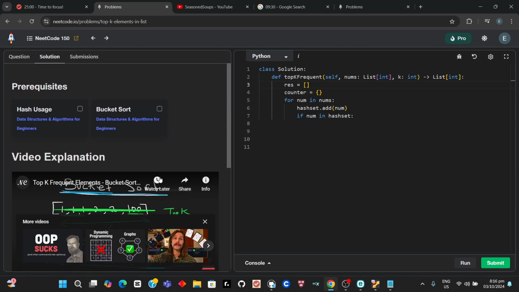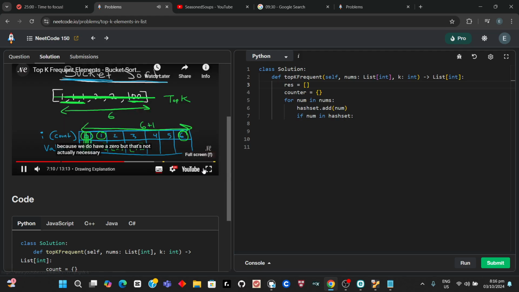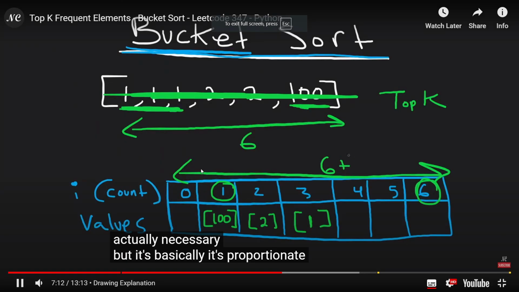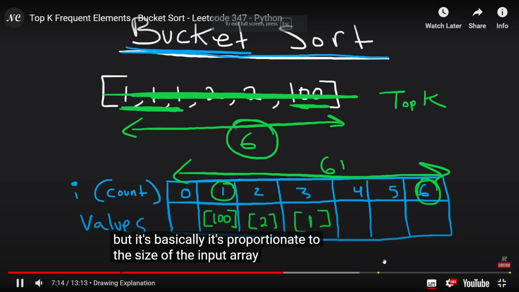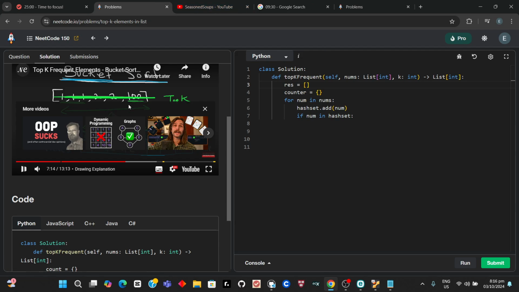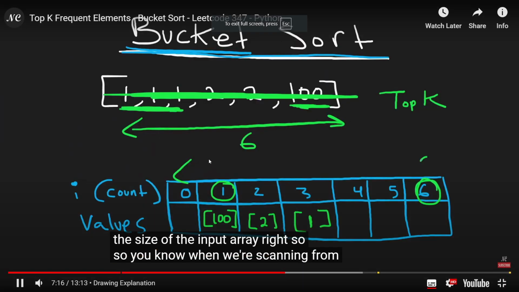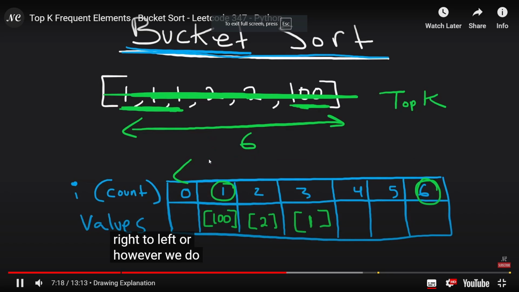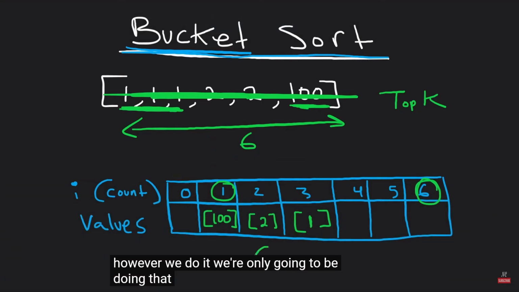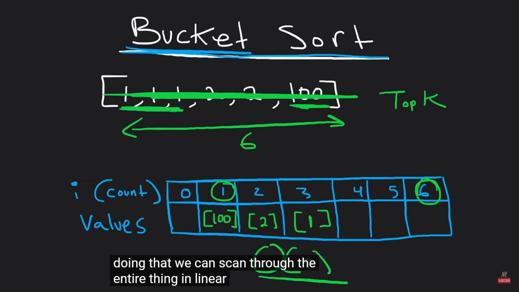Basically, it's proportionate to the size of the input array, right? So when we're scanning from right to left or however we do it, we can scan through the entire thing in linear time.